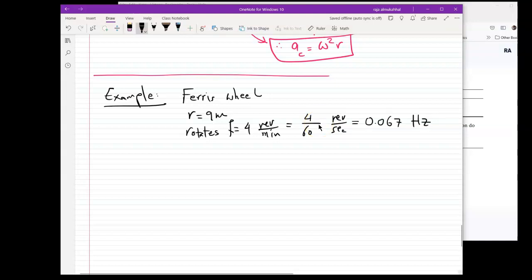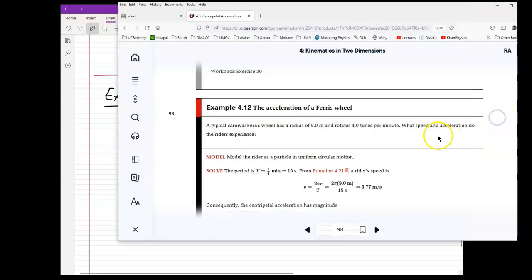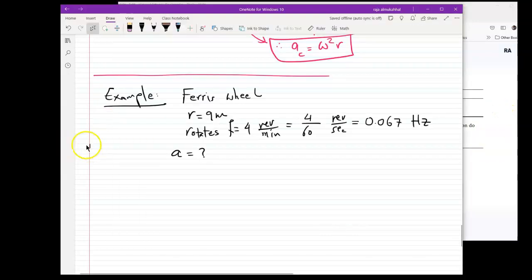Okay, good. Then what is he asking for? Let's go back to the problem. He said, what speed and acceleration? So he's looking for the acceleration, and also for the velocity. I think what he means is the centripetal acceleration. We know that the centripetal acceleration is v squared over r. The radius is given to us right here, so no problem. I just need to find the velocity first before I find the acceleration.